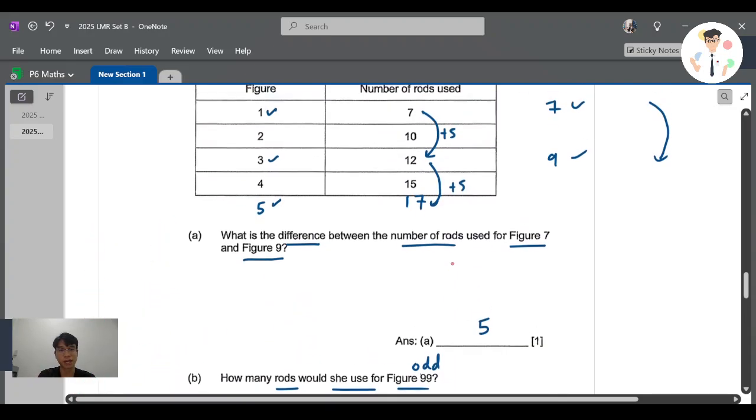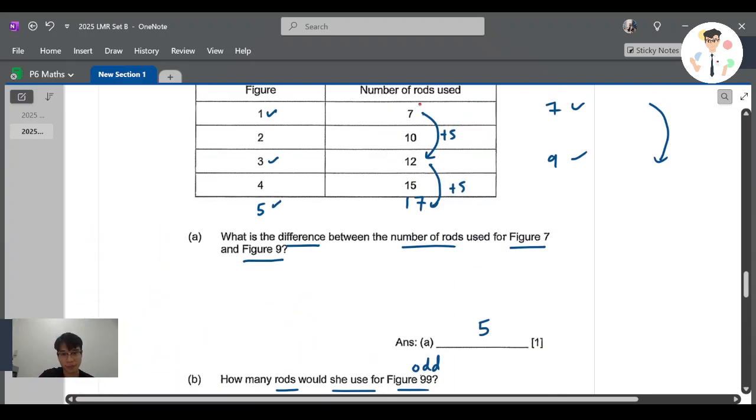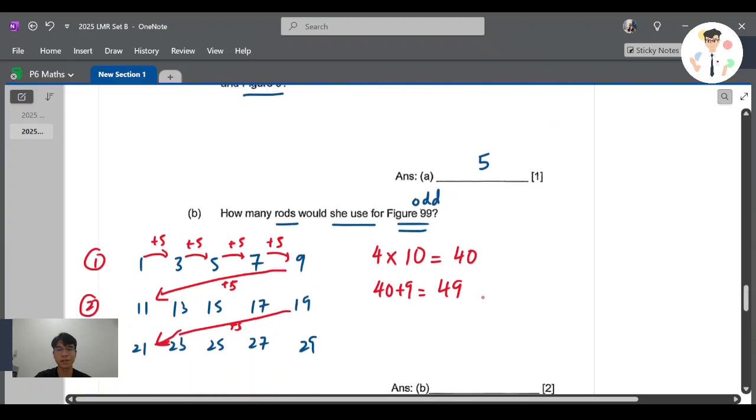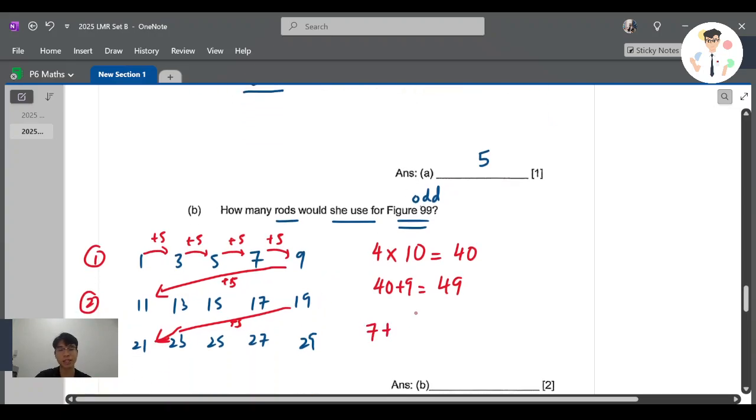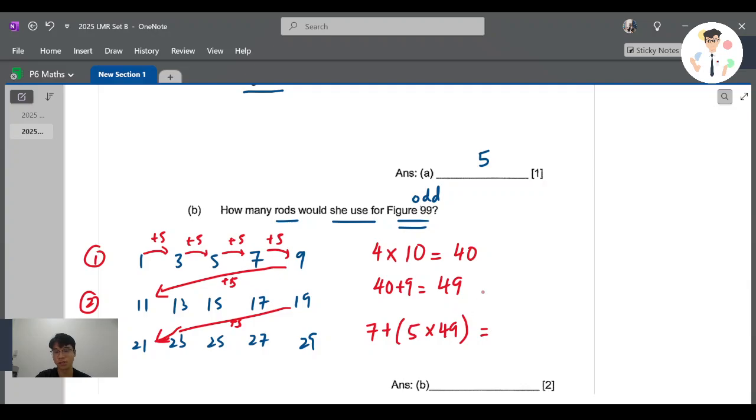Okay? So again, I start with number 7. I need to plus 5 for 49 times. Just press on your calculator and you should get 7 plus 245, and that will be 252. And that will be the final answer.